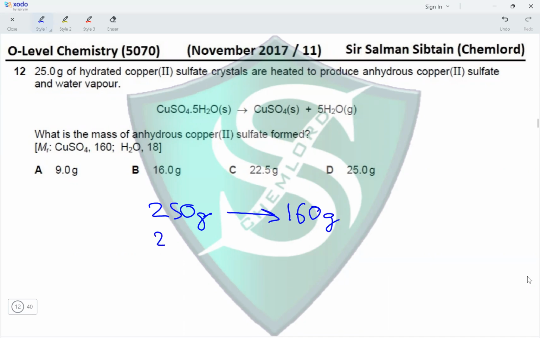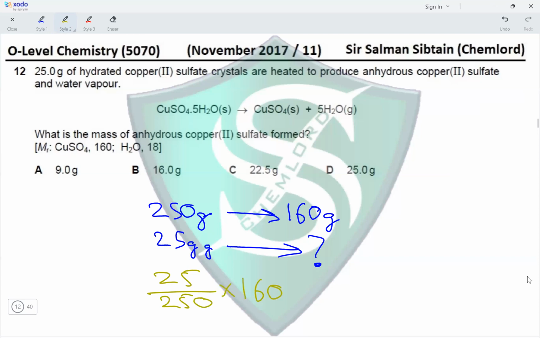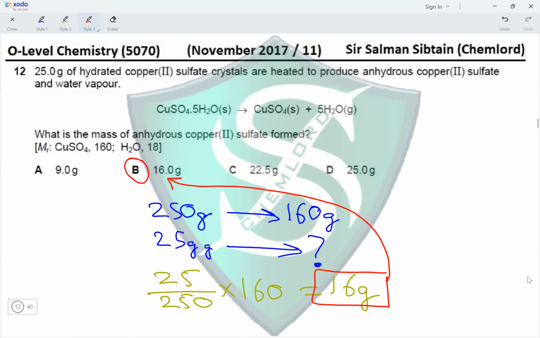So if we have 25 grams of hydrated copper(II) sulfate, what would be the mass of anhydrous copper(II) sulfate produced? This would be calculated as 25 divided by 250 multiplied by 160, giving us a value of 16 grams, which makes option B the correct option for this question.